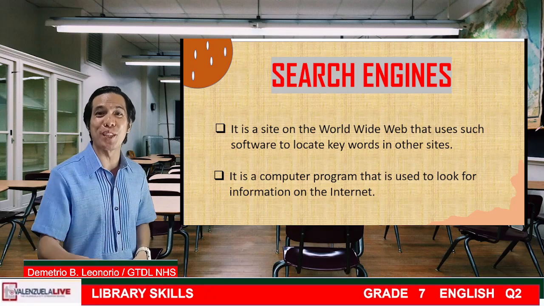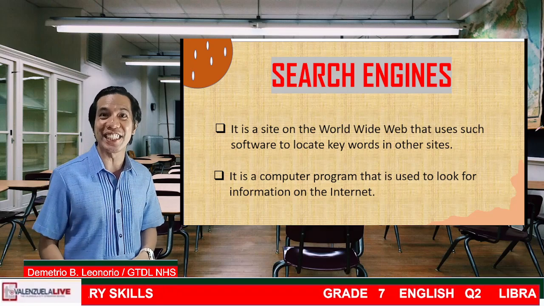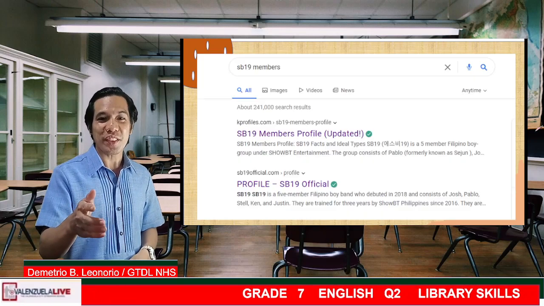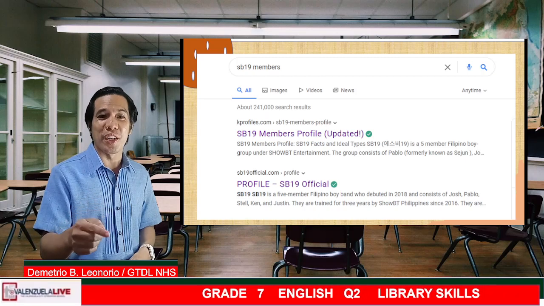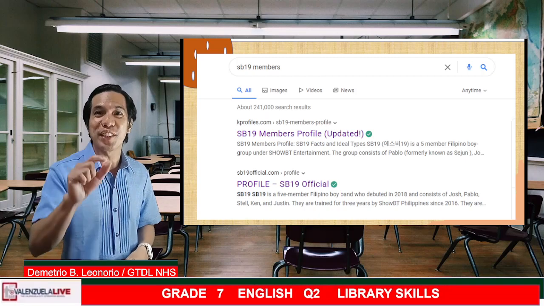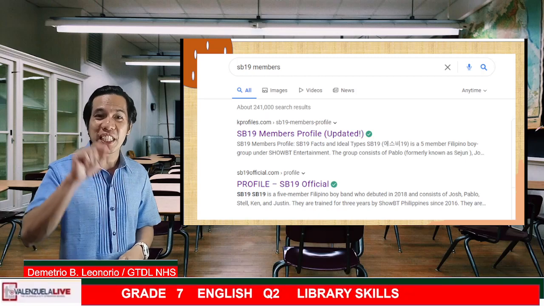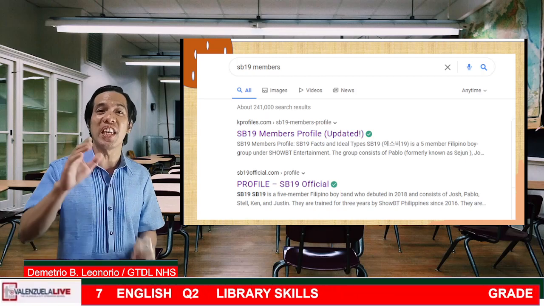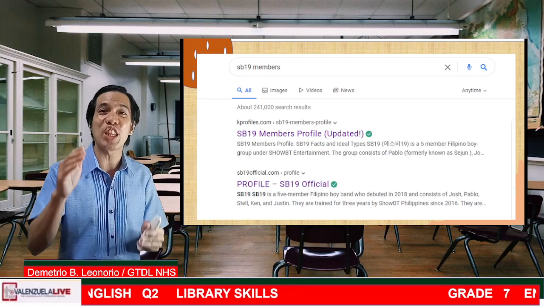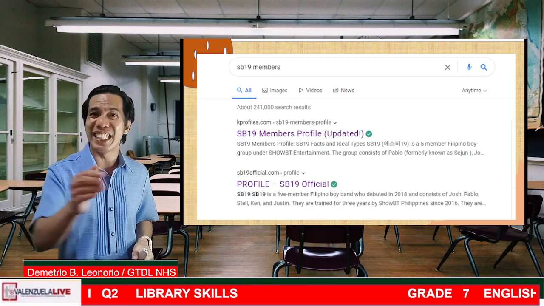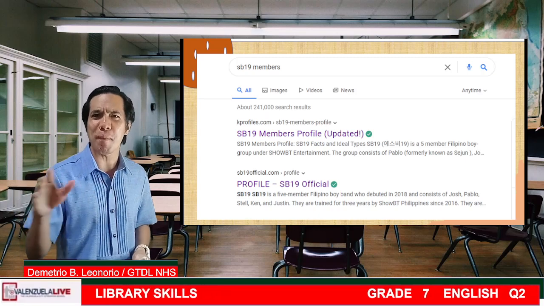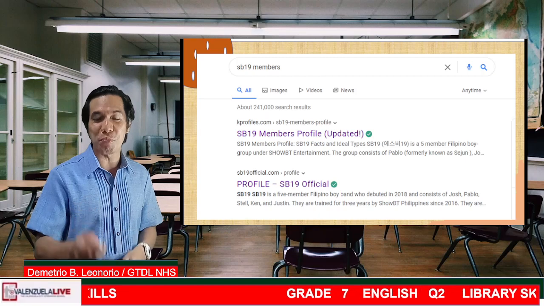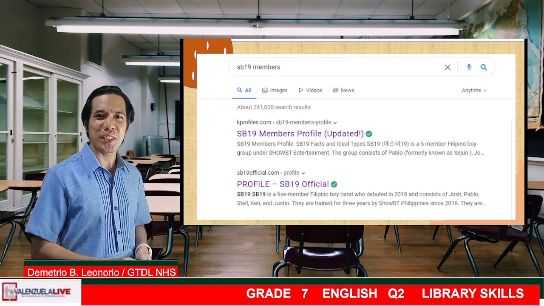For example, if you want to know the members of SB19, yes, I know you know who SB19 is. Just go to yahoo.com and type SB19 members. And Yahoo will give you a list of websites that contain that information. The stage name, real name, birthday, even the height and weight of the idol group's members.